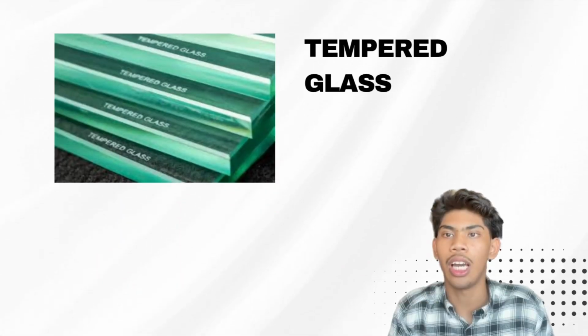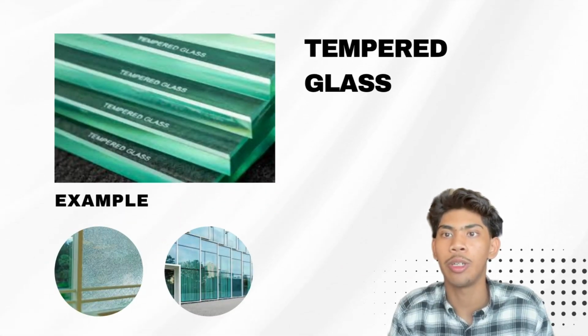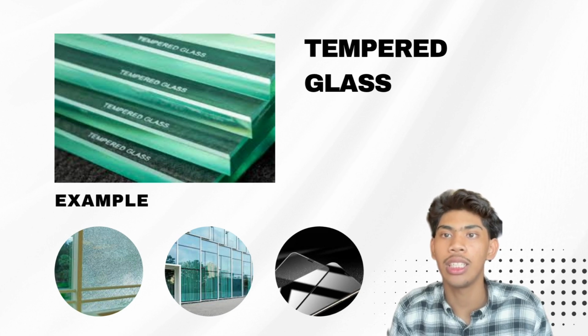Thanks, Majatul. I will continue to explain about the types of glass. The first one is tempered glass. Tempered glass is stronger and safer. It breaks into small pieces if the glass cracks. Usually, the applications for tempered glass are car windows and shower doors.